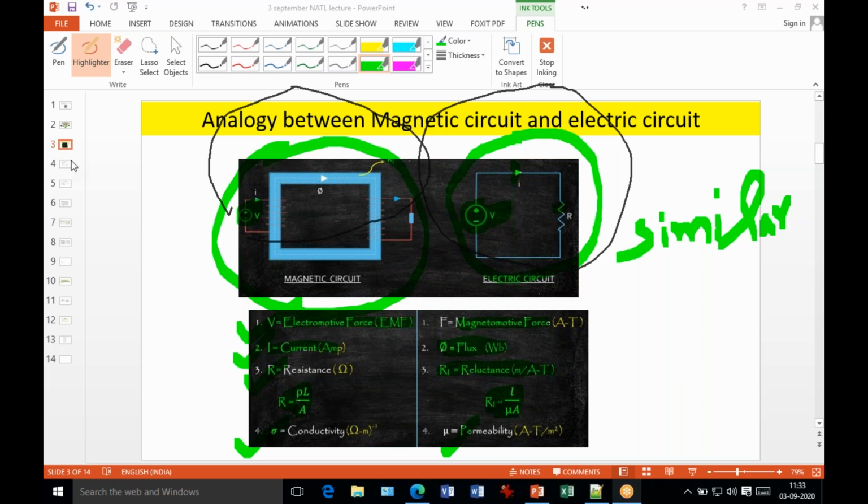It is like an electrical circuit, but there is a small difference in terms of parameters only. So our objective is that you understand all the parameters, because some new parameters are developed in the magnetic circuits. You have already learned them here: one is the flux, one is the reluctance, one is the magnetomotive force, and permeability. These are the new parameters developed in magnetic circuits.